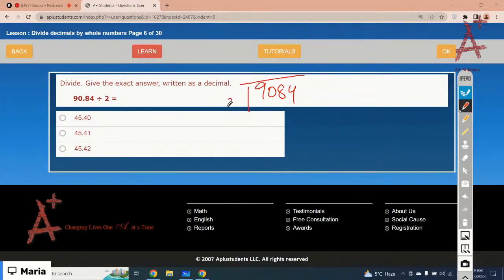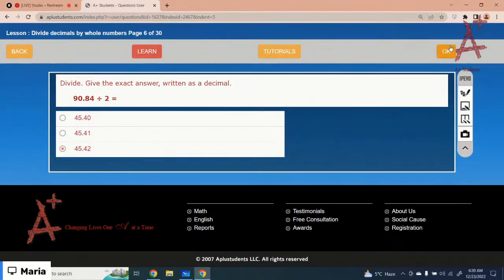9084 divided by 2. 2 times 4 is 8. 9 take away 8 is 1. 2 times 5 is 10, 0. Bring 8 down. 2 times 4 is 8, 0. Bring the next digit down. 2 times 2 is 4. Got it? 4 take away 4 is 0. So the number is 4542. You have two decimal places in the dividend, so move the decimal point two places left. So it would be 45.42. Got it? So just select the correct option and click on the OK button.